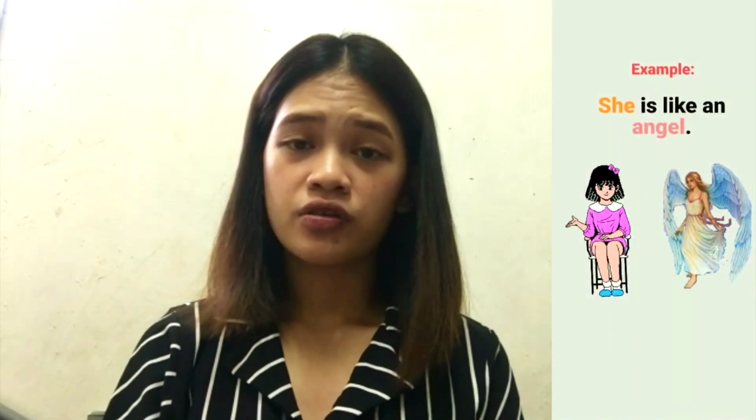Another example, she is like an angel. A girl is being compared to an angel using the word like. So again, what is common about them? Very good. Beauty. That's why she is being compared to an angel. She is like an angel is an example of simile because of the word like.